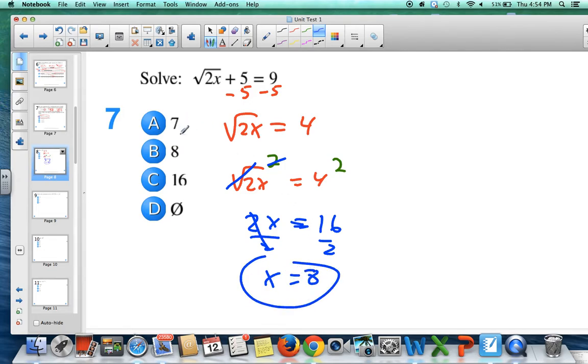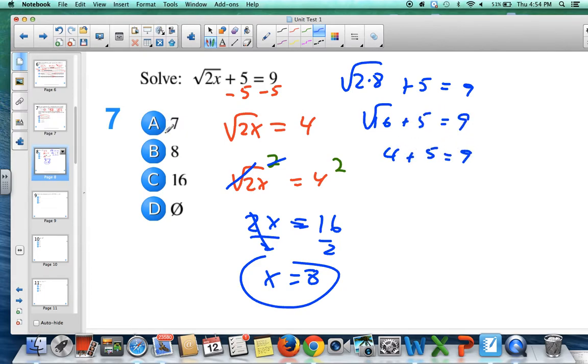And as with any problem that has a square root, we want to check the number to see if it works. So 2 times 8, that's 16. Square root of 2 times 8 plus 5 equals 9. Square root of 16 plus 5 equals 9. 4 plus 5 equals 9. That's correct, so there's my correct answer there.